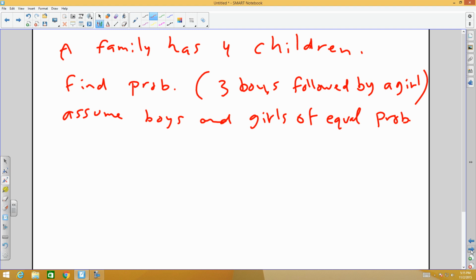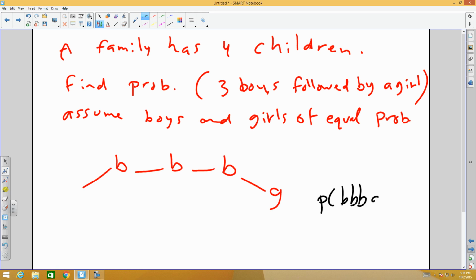Draw the branch steps that will take you to this outcome. So the first born child could be boy or girl, right? Here he's interested in being a boy. The next child, boy. The next child, boy. And then the next child, girl. So that's what he's interested in. He's interested in the probability of boy, boy, boy, and then girl.